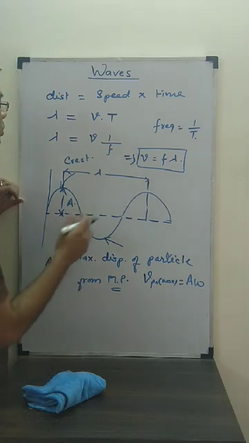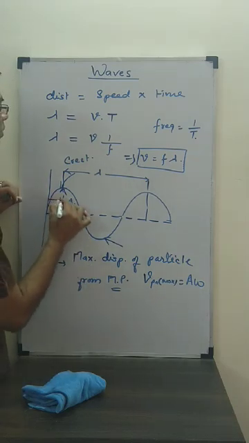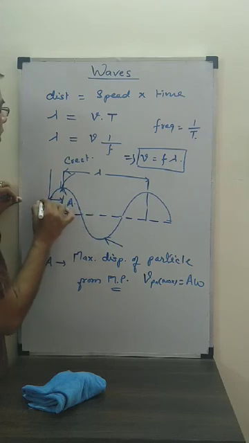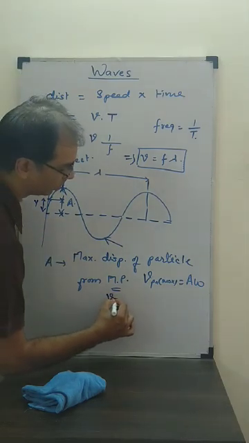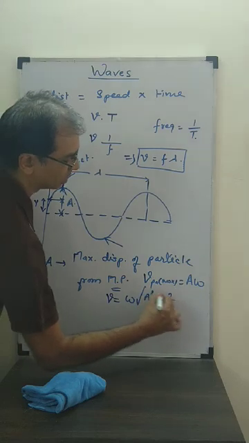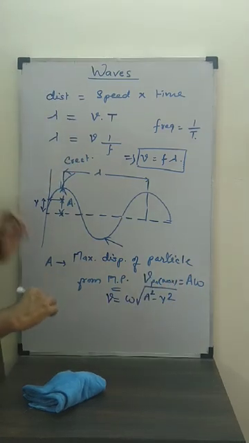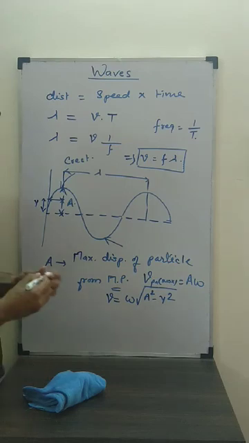Same way, if suppose that we want to find the velocity of the particle at some other position, let's say at y, and we want to find the particle's velocity at this position, then we know from the same simple harmonic motion concept, it will be v equal to omega root over a square minus y square. Now, what is this omega here?